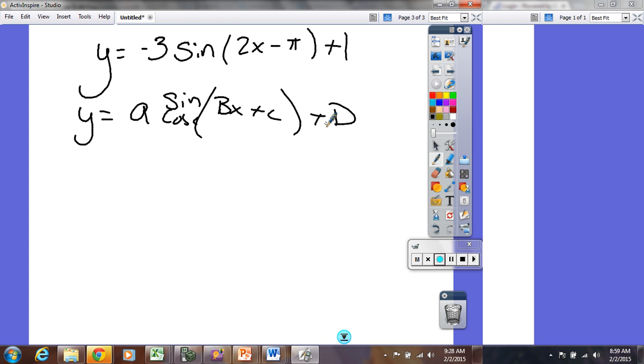Sometimes you might not have an a, well, you're always going to have an a. What's a if it's not there? 1. B is always going to be there. If you don't see it, though, it's always going to be 1. C, is it always going to be there? No.